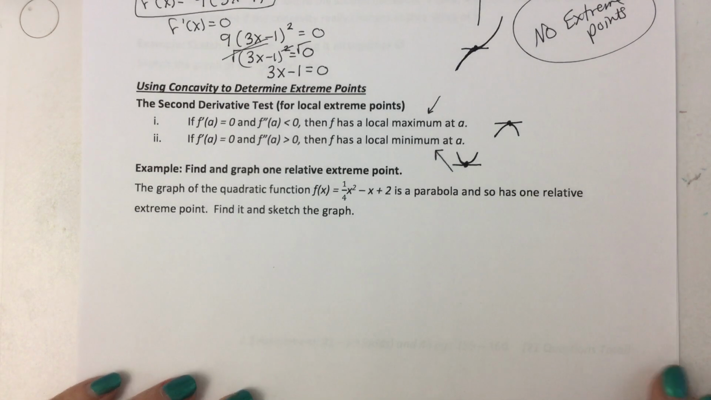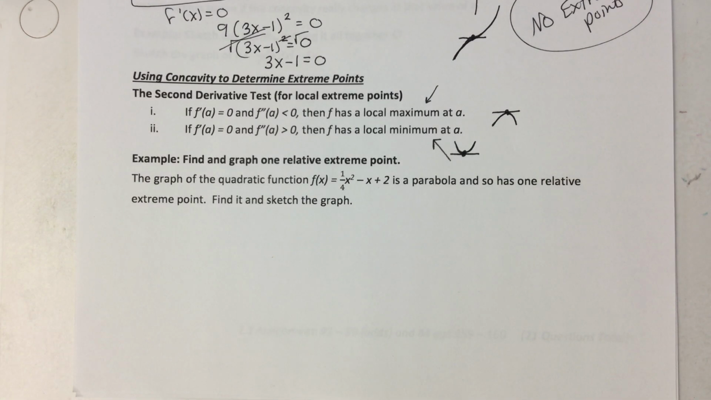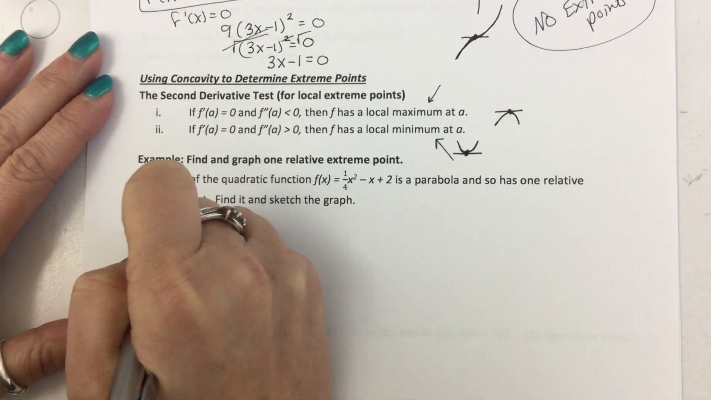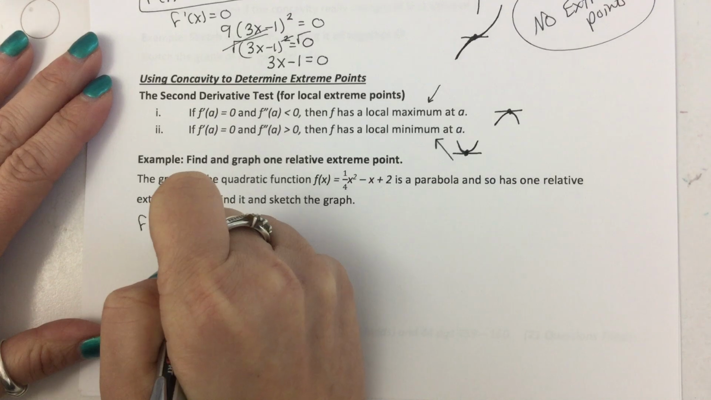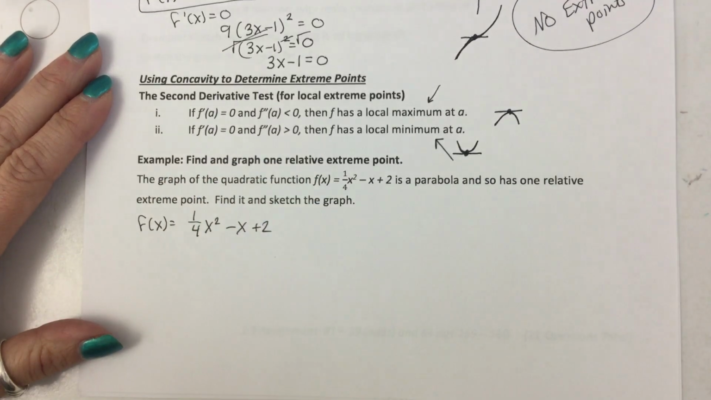Find and graph one relative extreme point. So we're going to use the first derivative test and the second derivative test. So put on your seatbelt. Here's my first function, just the original: 1/4 x squared minus x plus 2.